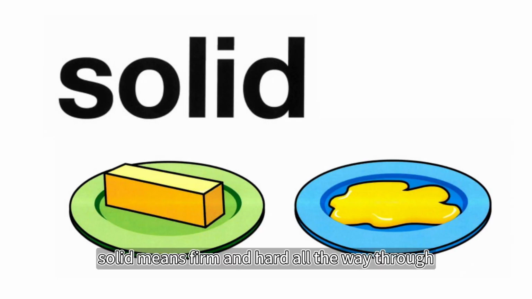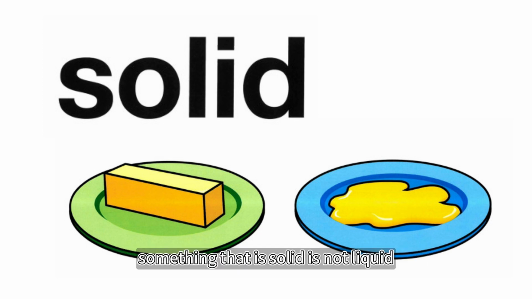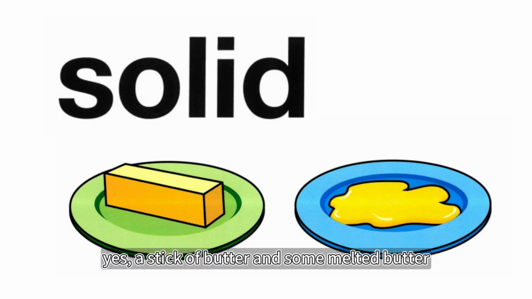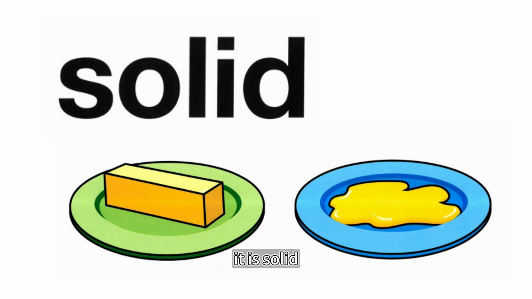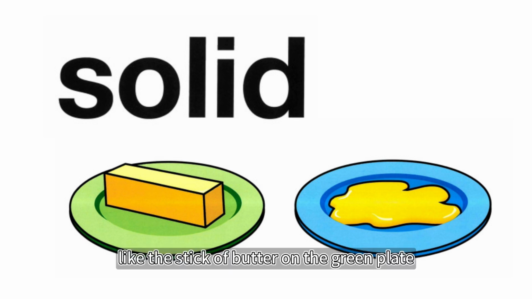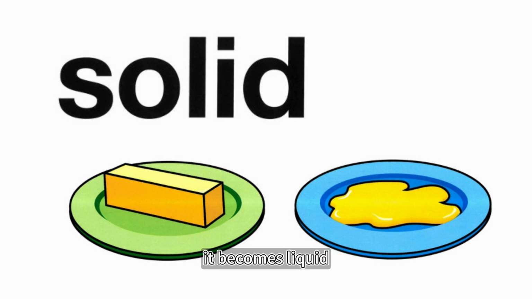Solid. Solid means firm and hard all the way through. Something that is solid is not liquid. What do you see in this picture? Yes, a stick of butter and some melted butter. When you take butter out of the refrigerator, it is solid like the stick of butter on the green plate. If you melt it, it becomes liquid like the melted butter on the blue plate.